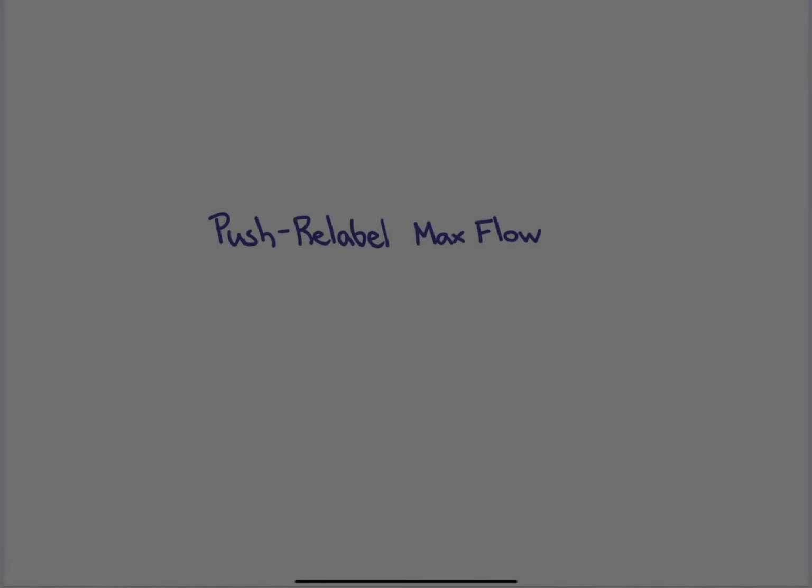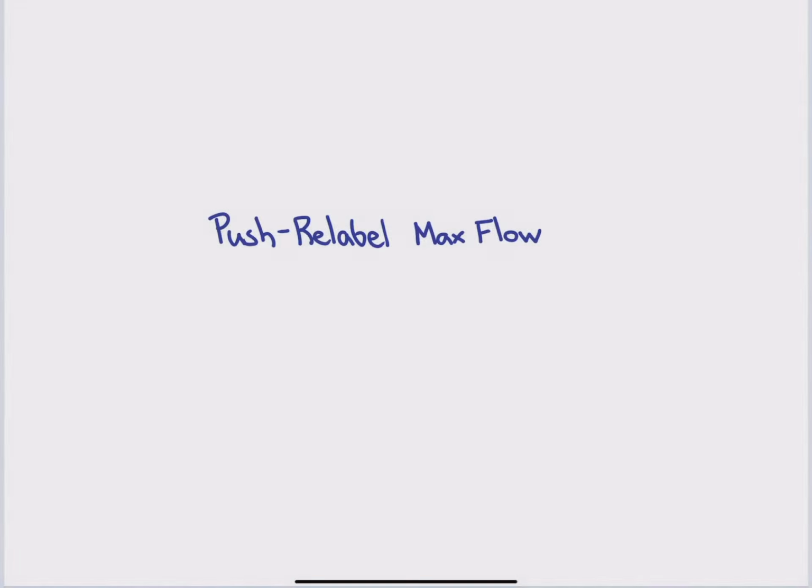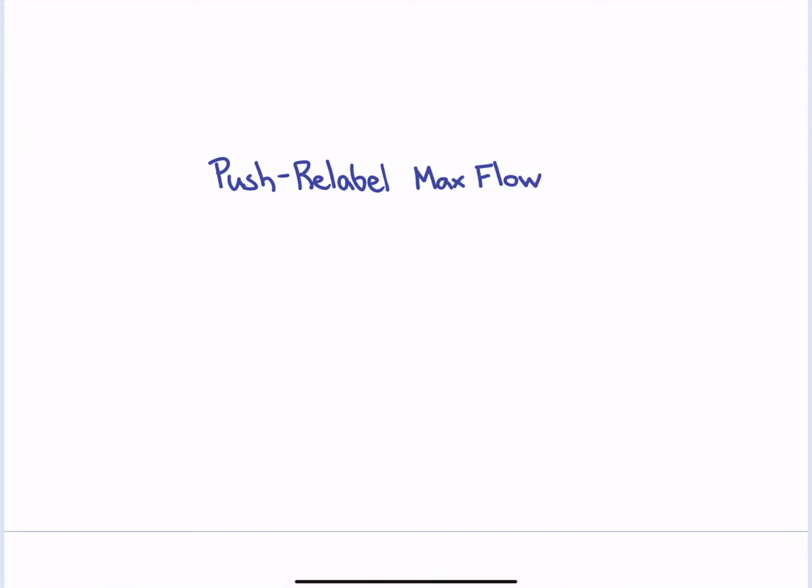Okay, today's a pretty cool class. At least I think it's cool, which means maybe you won't. So it's about a different max flow algorithm, but it's going to use some of the tools we learned last week. So it's called push-relabel.